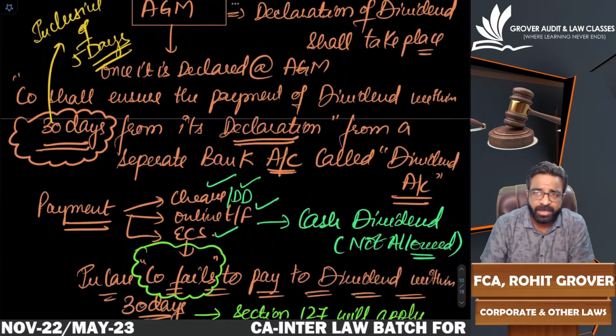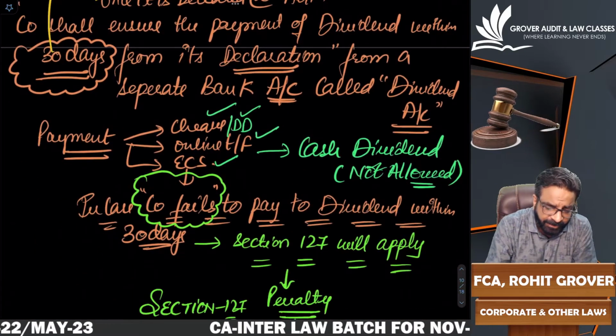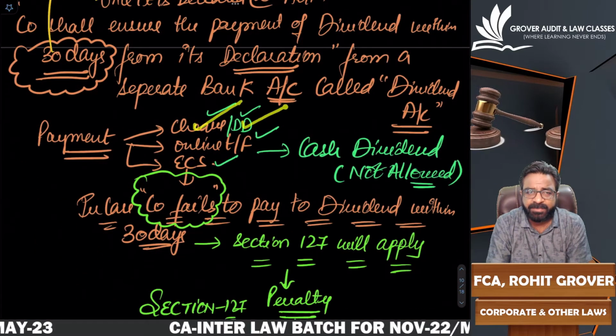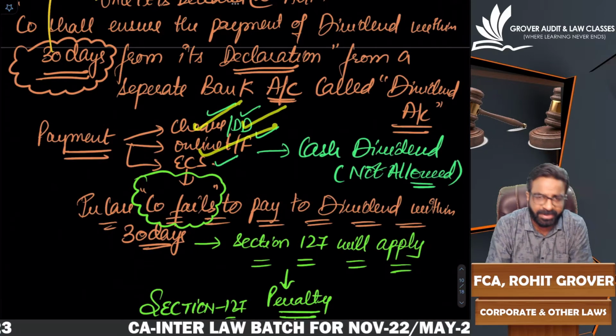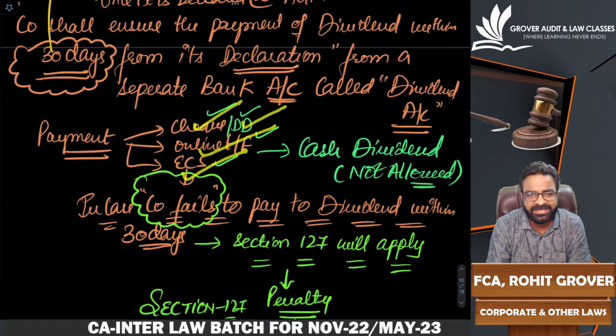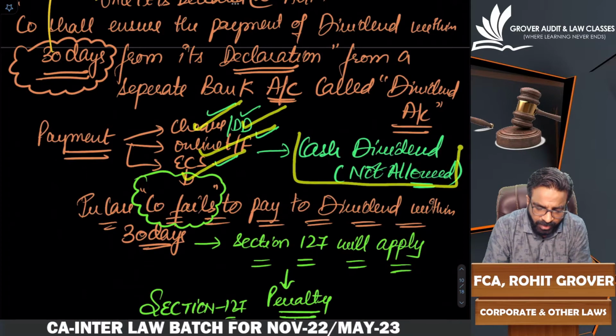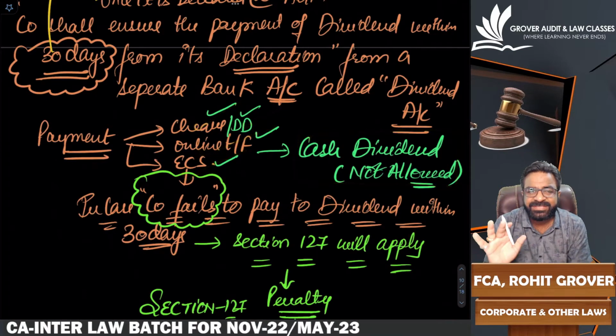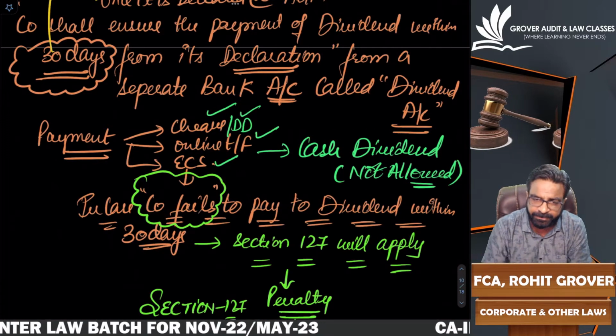Okay, yes. Now, everyone, payment can be made by cheque. Payment can be made by demand draft. Payment can be made by online transfer. Payment can be made by ECS transfer. But what is not allowed? Cash. Cash dividend is not allowed. Is it clear? Yes, sir.